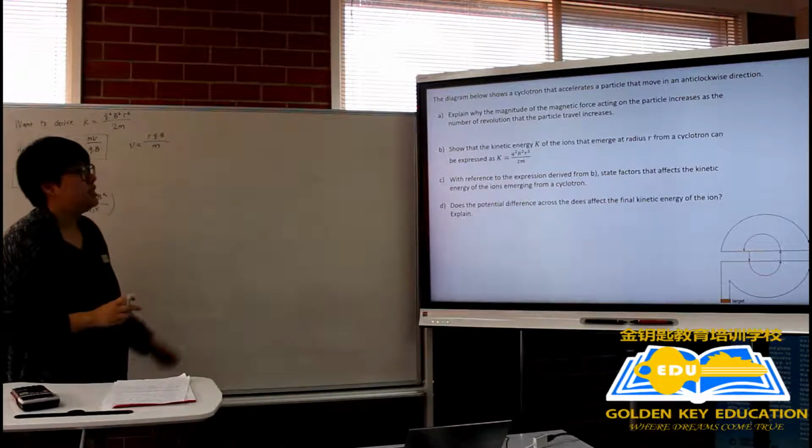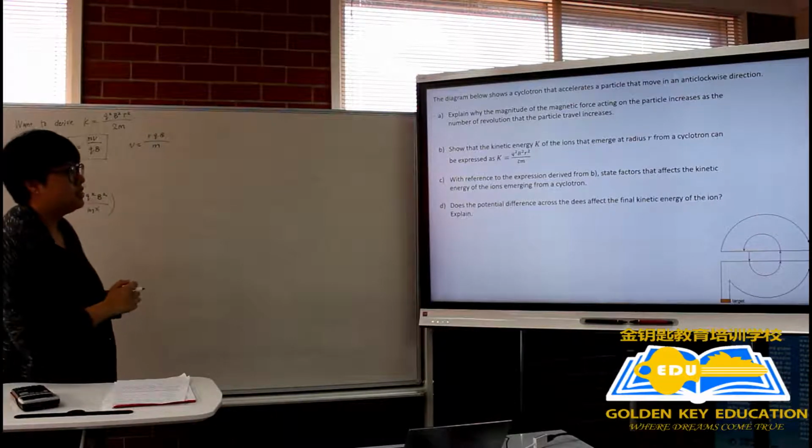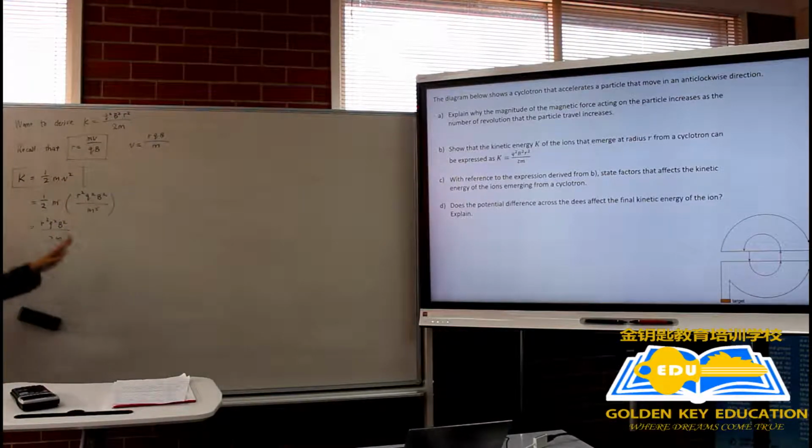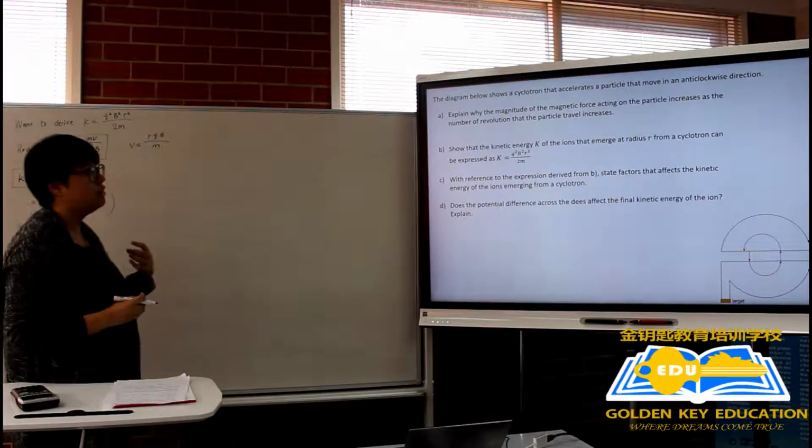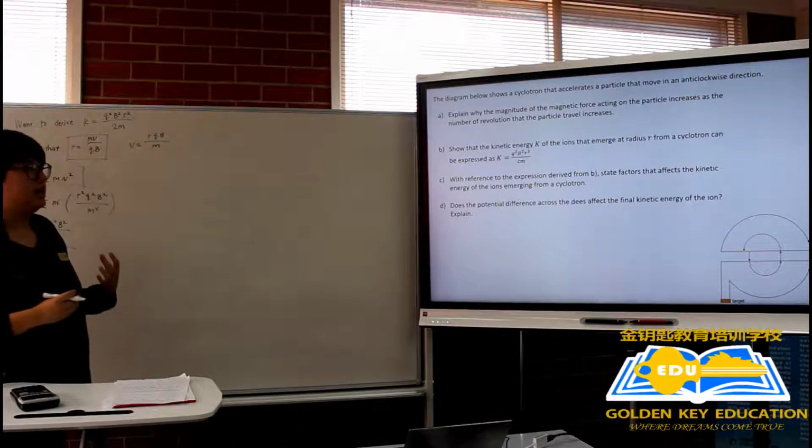Next, with reference to the expression derived from part B, so we're going to use the expression we got from part B here, state factors that affect the kinetic energy of the ions emerging from a cyclotron.